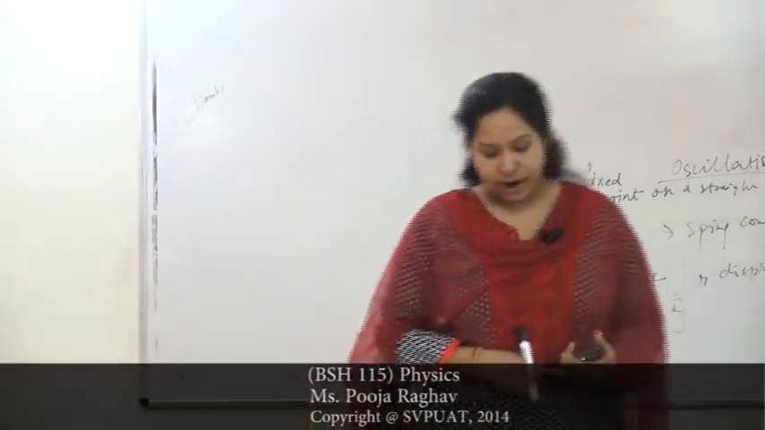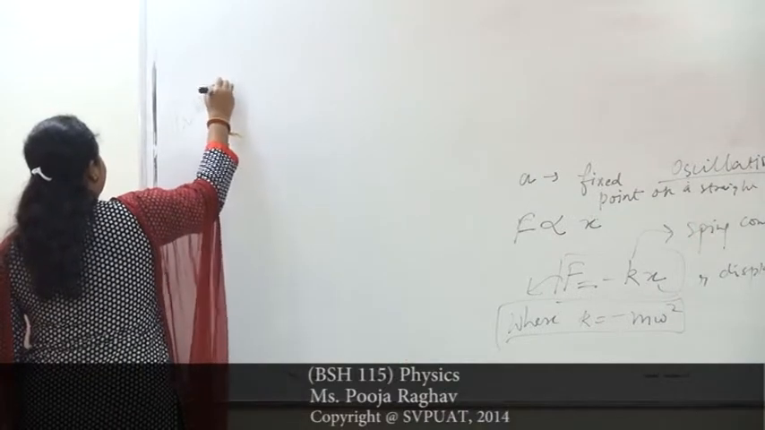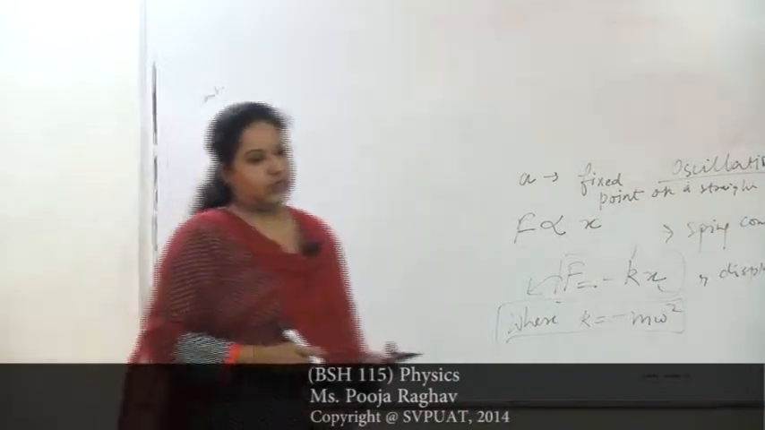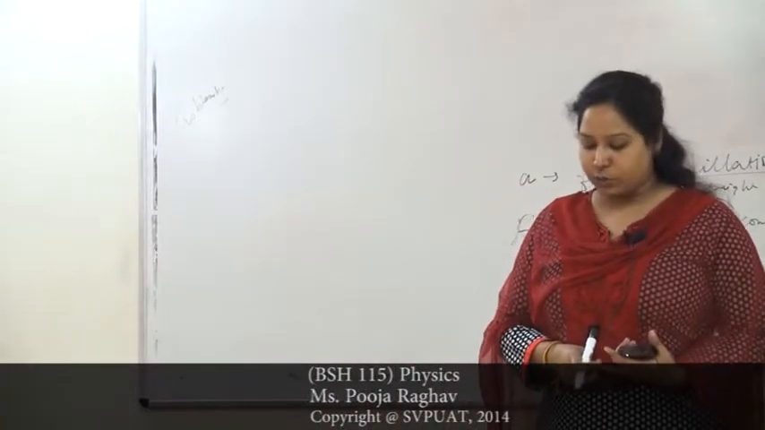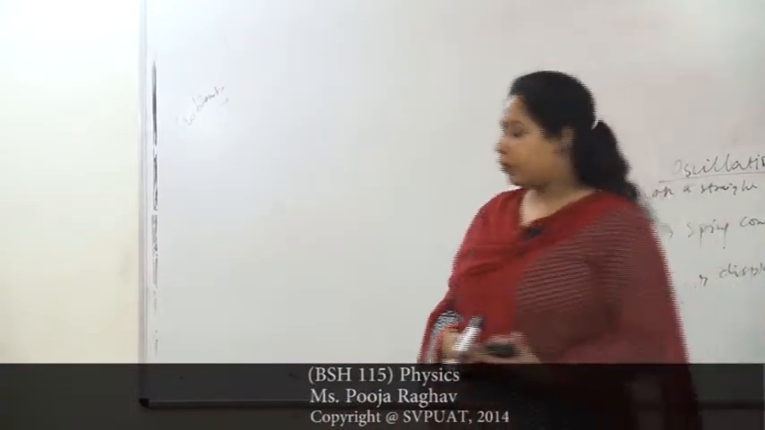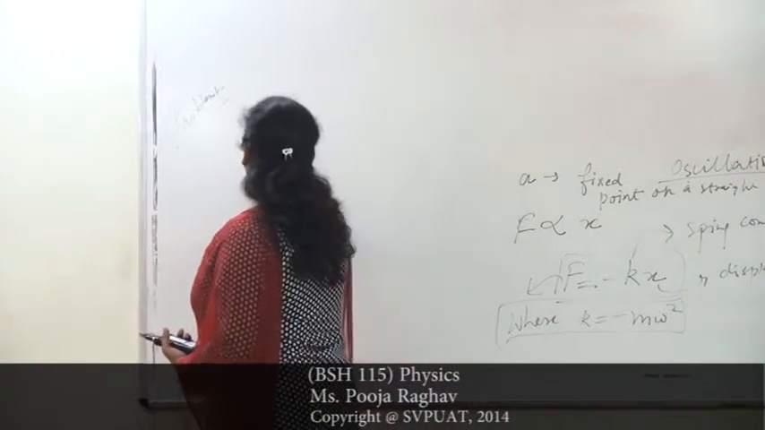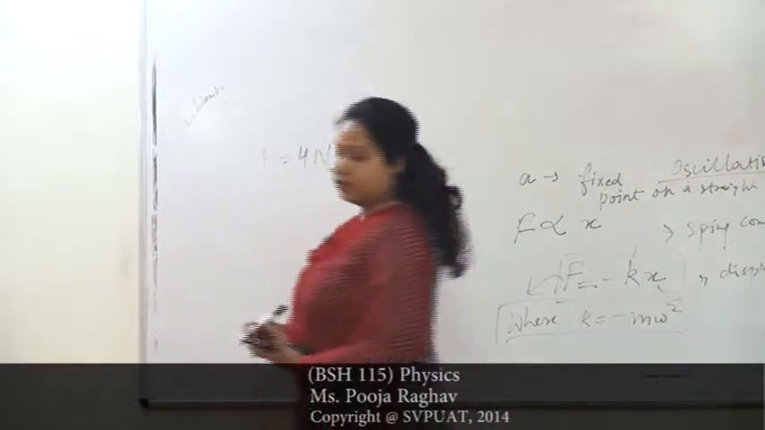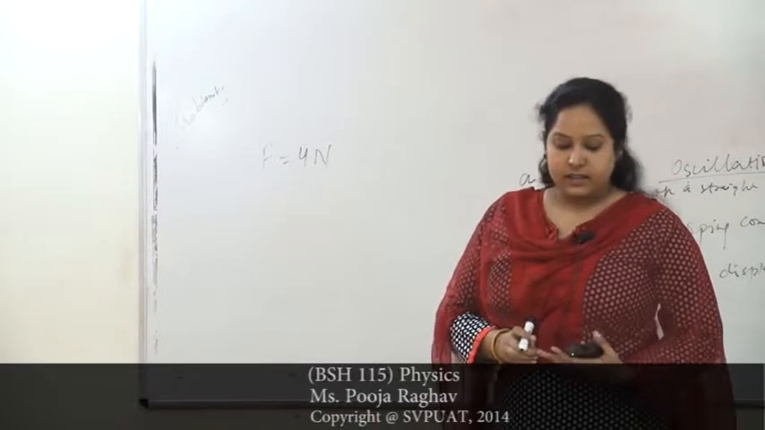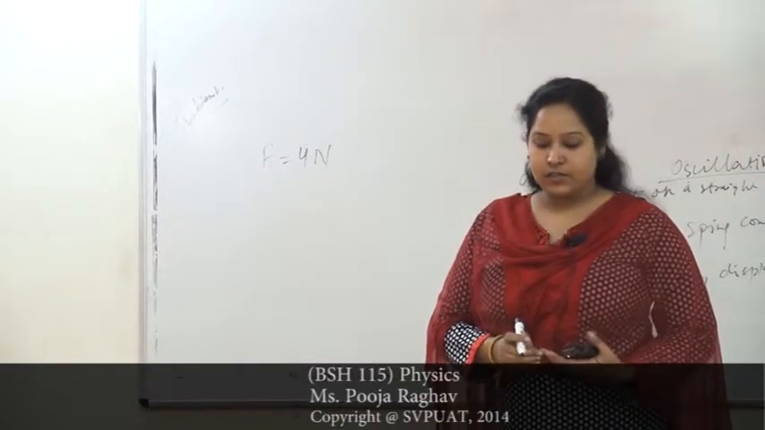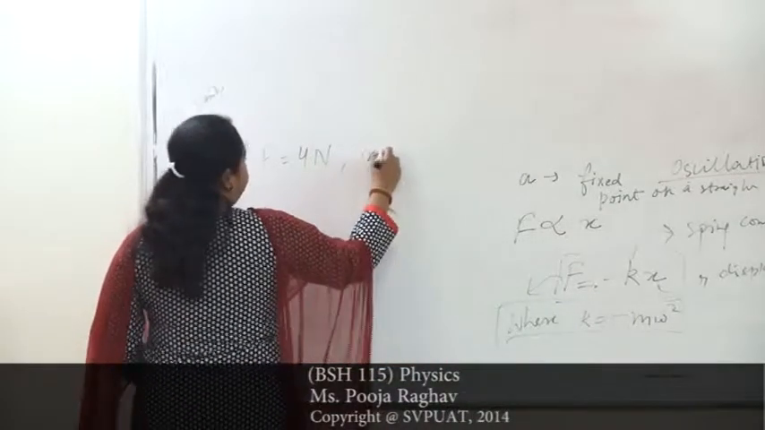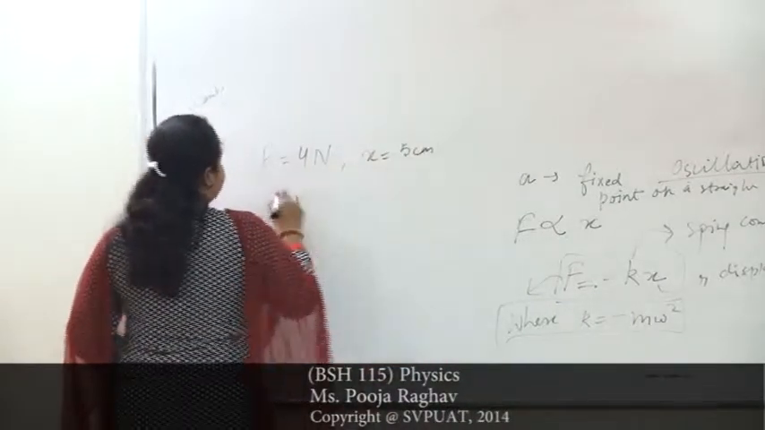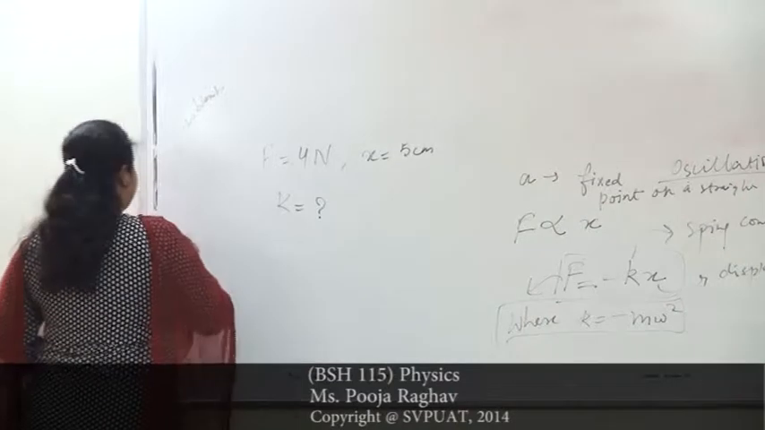Now we take a problem. The resulting force acting on a particle executing simple harmonic motion is 4 Newton, that is F equals 4 Newton, and it is 5 centimeter away from the center of oscillation. Find the spring constant.